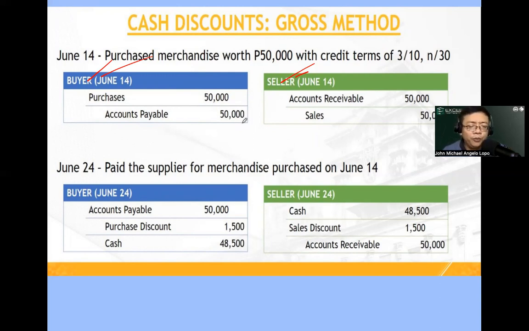June 24, pay the supplier for merchandise purchased on June 14. So, within discount period ba? Yes. So, you have here purchase discount and cash. Of course, on the part of the seller, you receive cash and sales discount here, and also you have accounts receivable.